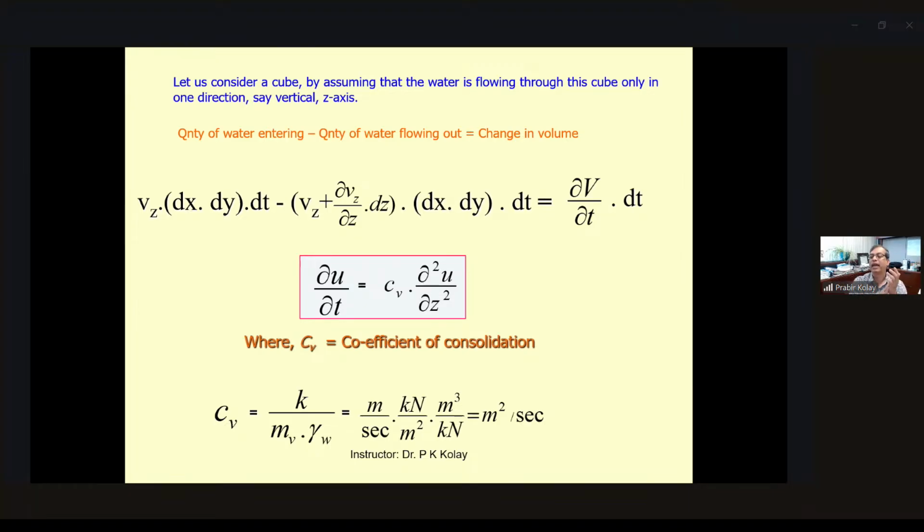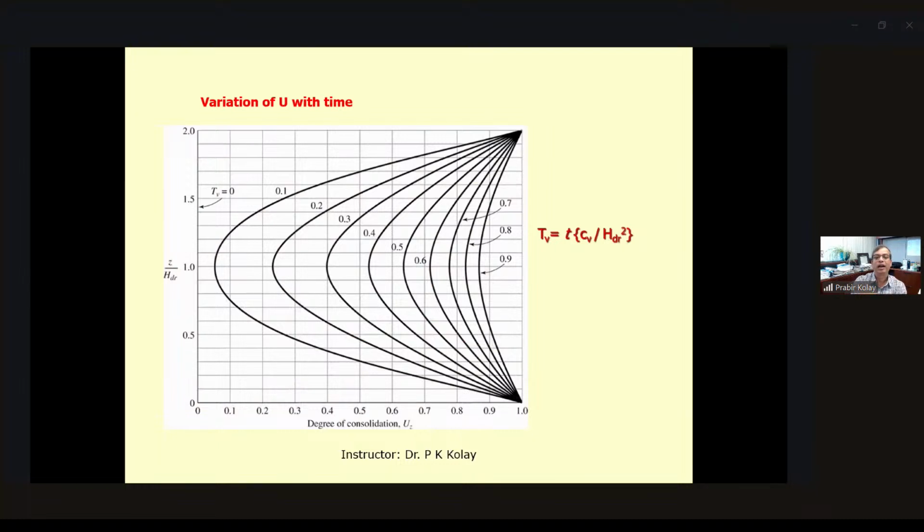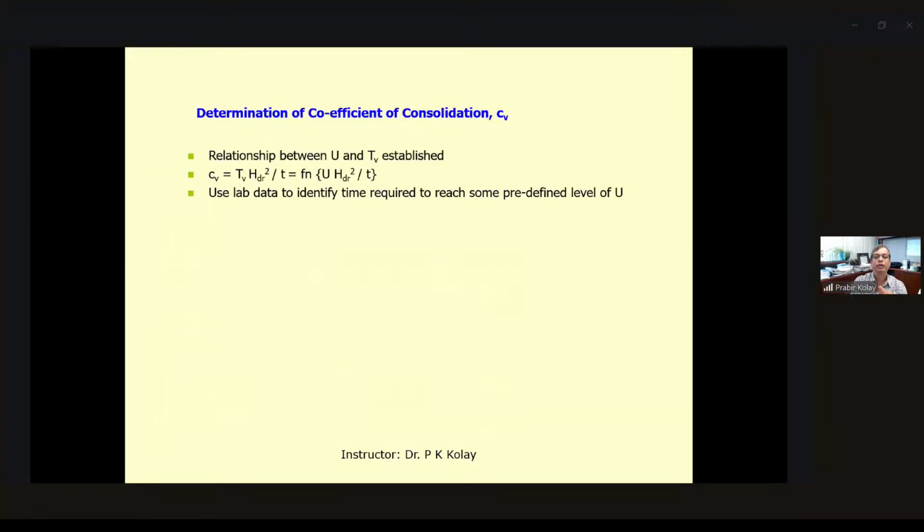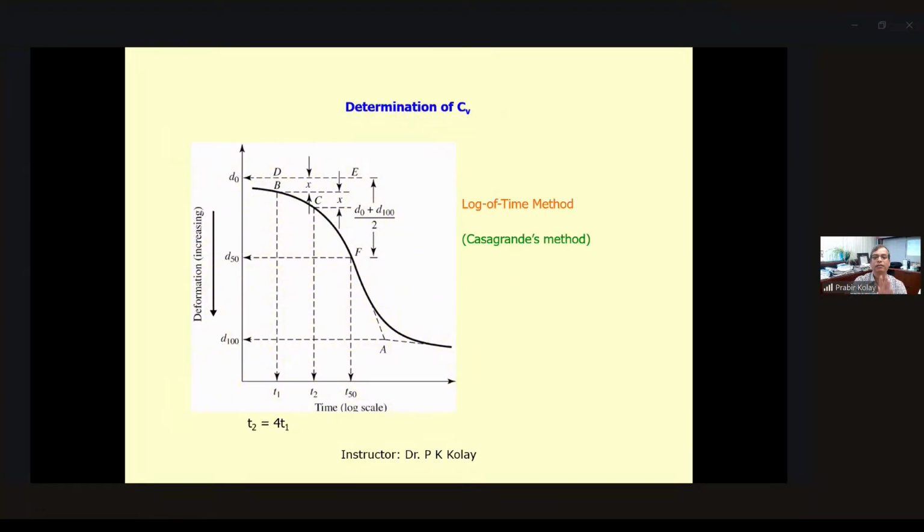There are two methods to calculate cv, the Casagrande method and Taylor's method. There are also relations between U and time. I'm just going to go through one case here. With this Casagrande method, you can calculate the value of cv.